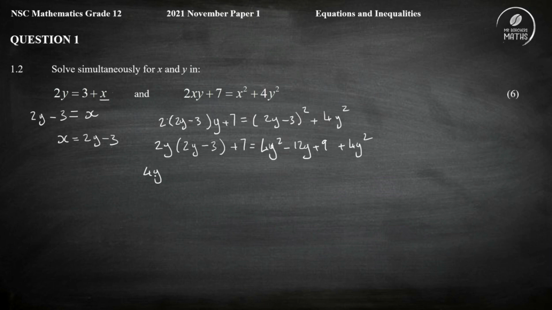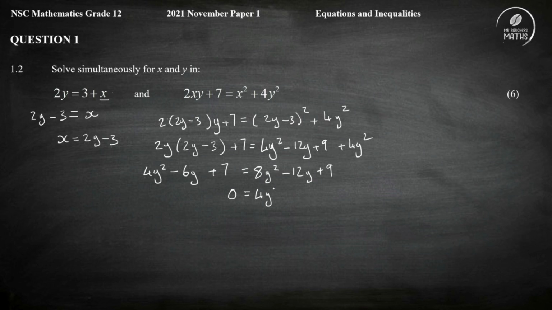Expanding out the left, we would have 4y squared minus 6y plus 7 is equal to, tidying up the right-hand side, 4y squared plus another 4y squared, 8y squared minus 12y plus 9. Now let's get this into standard form. The larger coefficient of y squared is on the right-hand side, so I'm going to move everything to the right. We'll be left with 0 on the left, moving all of these terms to the right. We subtract 4y squared from both sides.